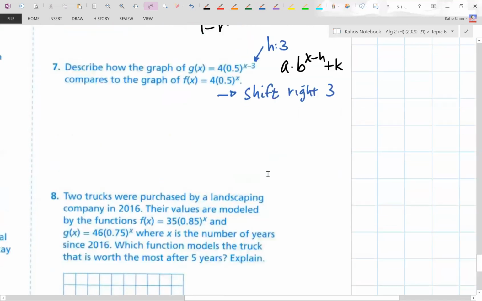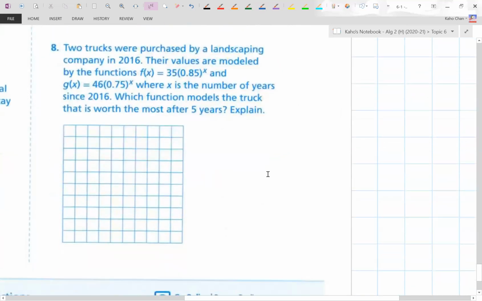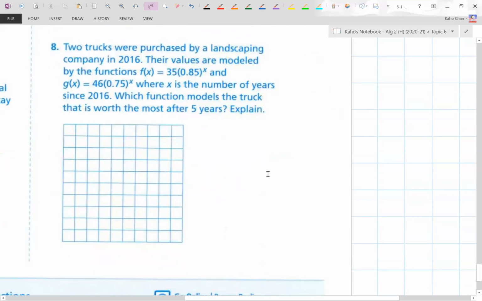All right, number 8, we're definitely going to use a graphing calculator for. It's kind of cool to use that kind of technology. 2 trucks were purchased by a landscaping company in 2016. Their values are modeled by the functions f of x equals 35 times 0.85 to the x and 46 times 0.75 to the x, where x is the number of years since 2016. Which function models the truck that is worth the most after 5 years? So we can use a graphing calculator here to graph that in a second.